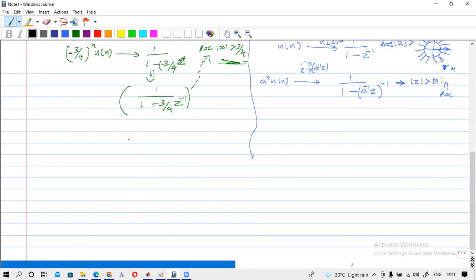So here I will write the things here. If you have this kind of one, u[n], then the Z transform will be 1 over 1 plus 3/4 Z minus 1. So this will be your Z transform, and the corresponding ROC is Z greater than 3/4. This will be your ROC. Correct? Okay.